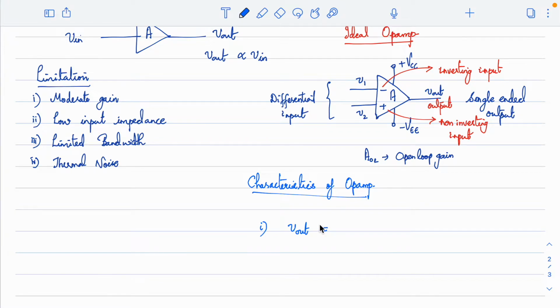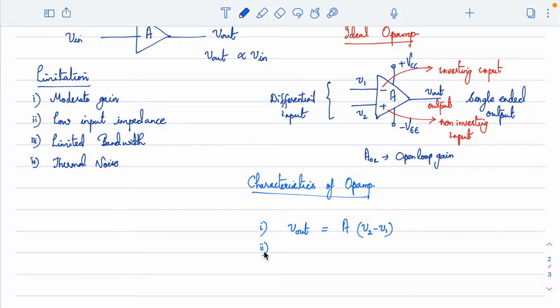Yeah, generally we write Vout as gain times input, but now the input is not a single input, you have differential input. So I'll take the difference of those two and mark as output. So Vout is equal to A times (V2 minus V1), or you can write V1 minus V2, in which case we put a minus sign. Alright, this is one. So one of the characteristics of an op amp is that it produces an output which is the gain multiplied by the differential input.